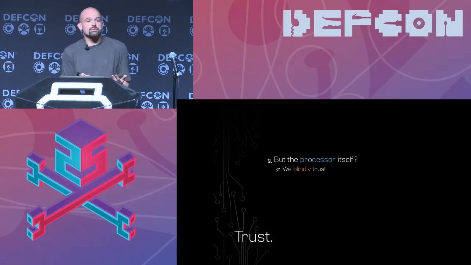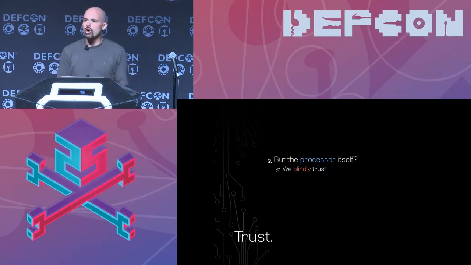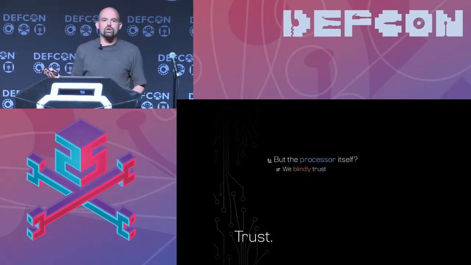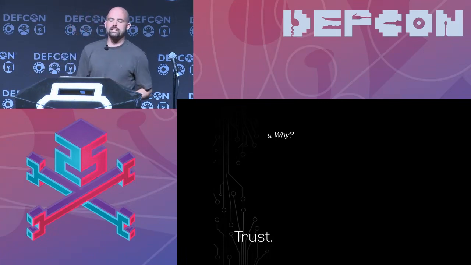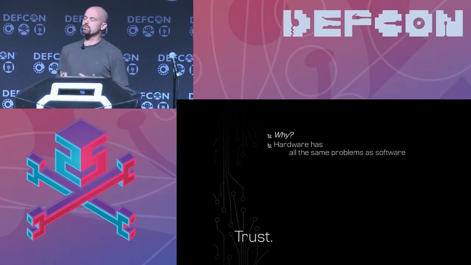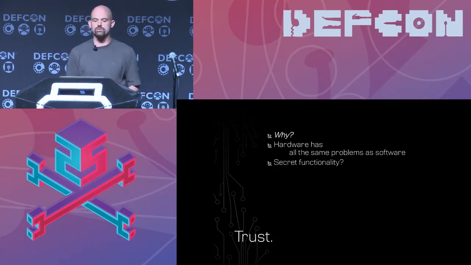And I think that's kind of crazy, right? Because we would never do that with software. You would never download just some totally random executable, open up the README, see that it says totally not a virus, and think, yeah, I guess that's totally not a virus. I can go ahead and run this. But that's exactly what we're doing with hardware right now. Why? Because hardware has all the same problems as software. So why do we trust hardware but not software?